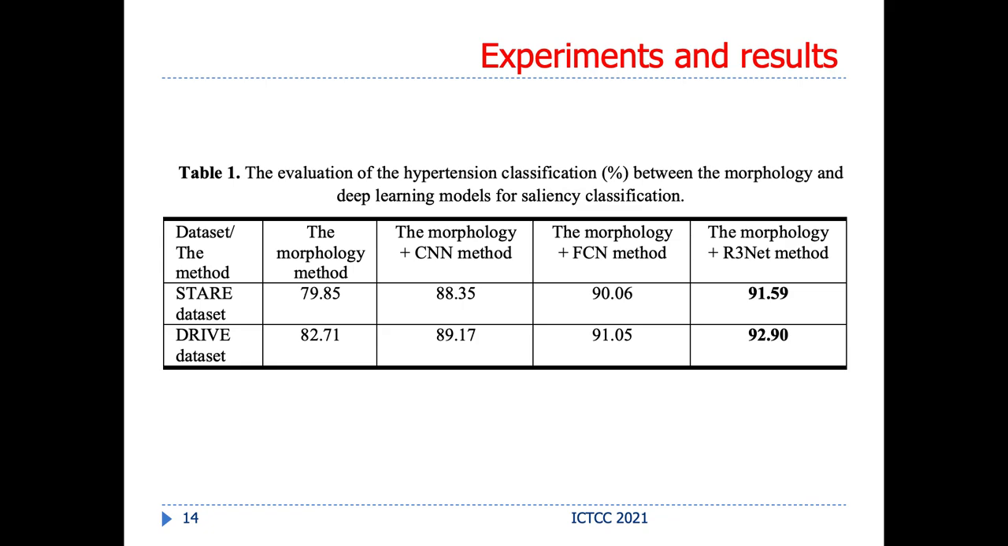The next column is the result of the morphology combined with convolutional neural network in 6 blocks. And the next column is the result of the morphology combined with 6 blocks of the fully convolutional network methods. And the final column is the result of the morphology and recurrent residual refinement network. That is our model. And we can see that the proposed method fits with the hypertension classification.